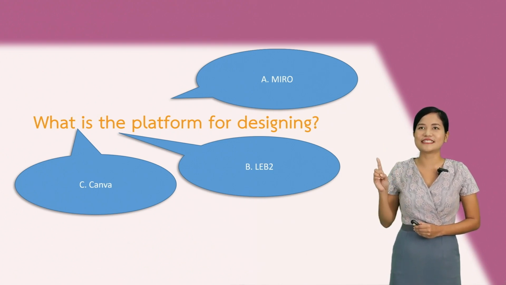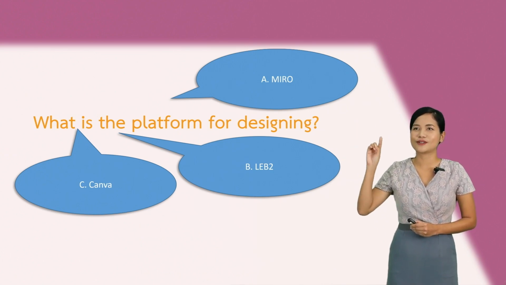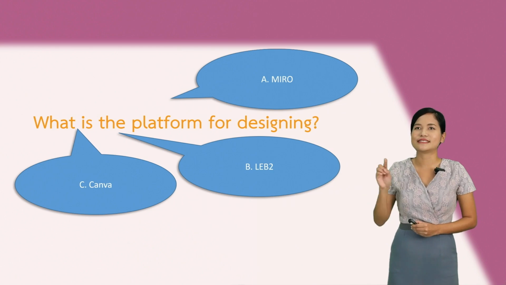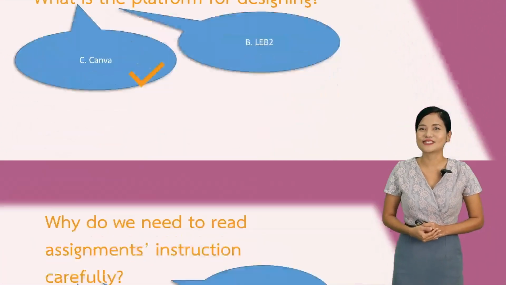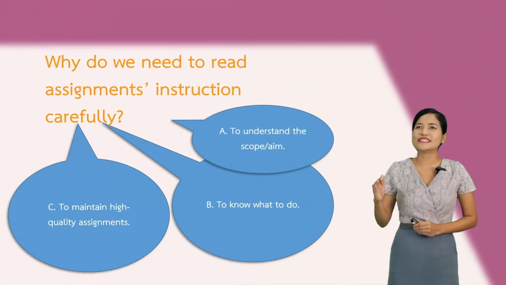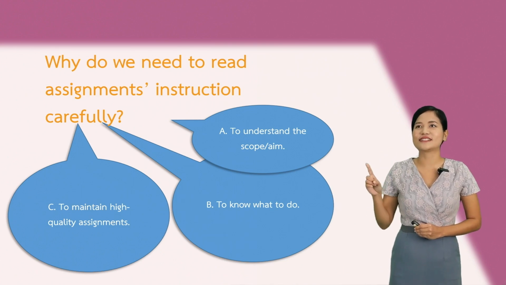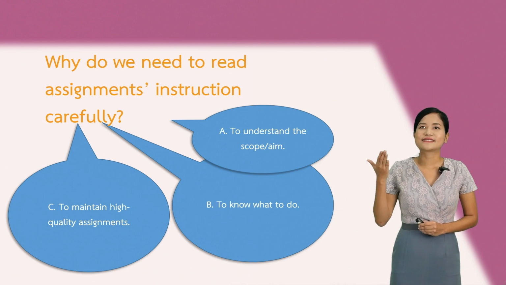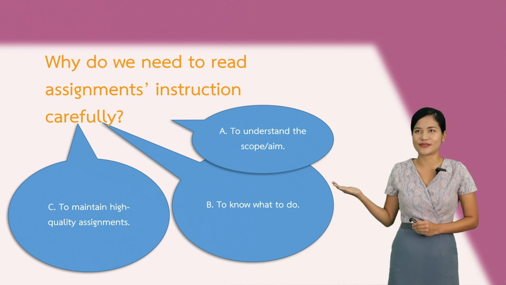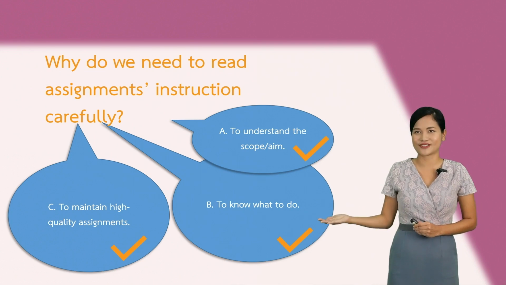The first question is, what is the platform for designing? A. Miro, B. LEB2, and C. Canva. The answer is C. Canva. Okay? How about next one? Why do we need to read assignment instruction carefully? A. To understand the scope or aim. B. To know what to do. And C. To maintain high quality assignments. The answers are correct. All are correct.